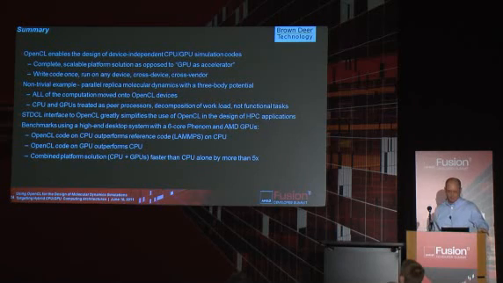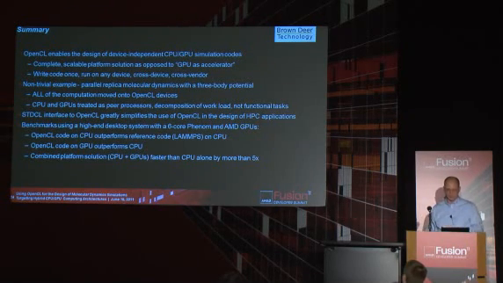So just to summarize, OpenCL enables device-independent CPU, GPU simulation codes. By using this approach, you get a scalable platform approach as opposed to using GPUs as a targeted accelerator. So the nice thing here is you can write your code once and you can run on any device, cross-vendor. In this non-trivial example that we've shown, all of the computation can be moved over onto the OpenCL device. So the full application is moved over there.